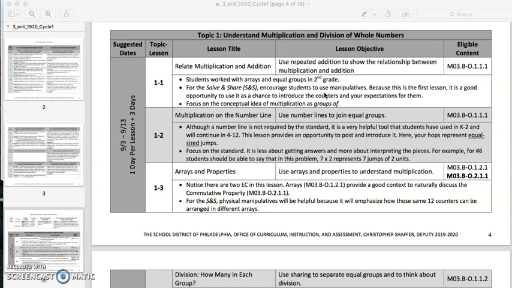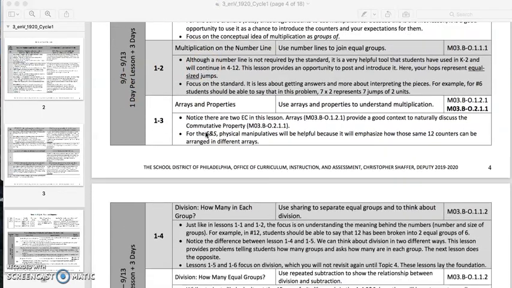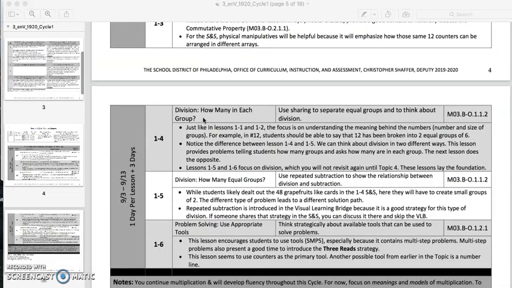As always, you're allotted 1 day per lesson plus flex days. Please use those flex days wisely. You might say, I'm going to spend 2 days on lesson 1-2, or I'm going to skip lesson 1-3 and spend 2 days on 1-4. You have a total of 9 days allotted to teach topic 1, however you see fit.